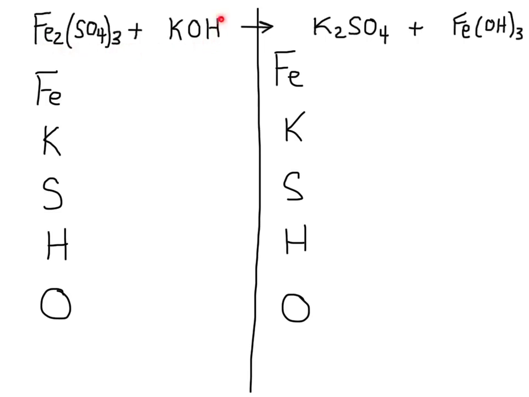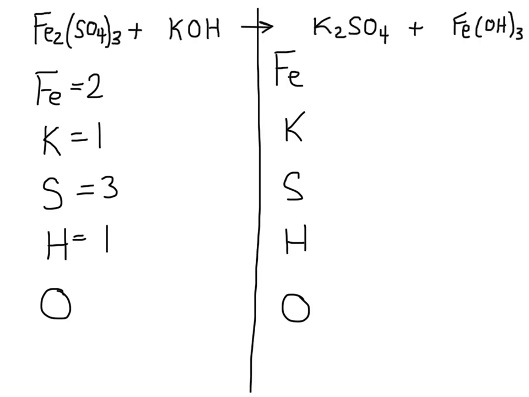So I'm going to count up all the elements over here on the reactant side. And so I have 2 irons. That little 2 tells me that there's 2 irons there. And so put a 2 there. If I count up the sulfurs, I have 1 here inside the brackets, but I'm multiplying everything inside these brackets by 3. So I actually have 1 times 3. So I have 3 sulfur. And then we have just 1 potassium. The K is potassium. We have 1 hydrogen all by itself there.